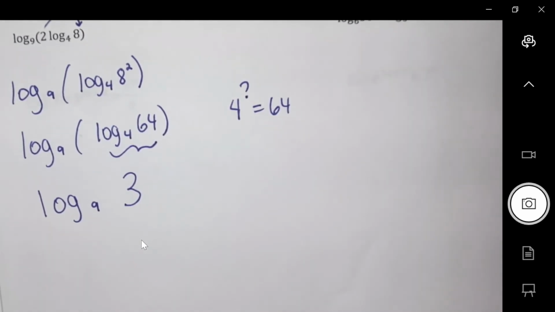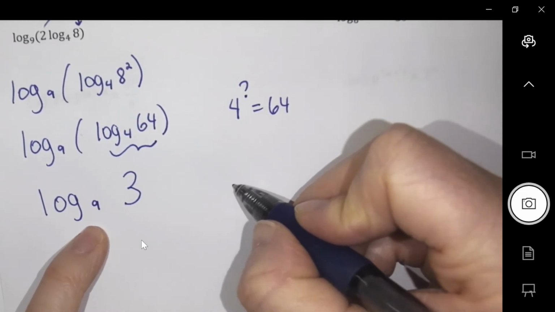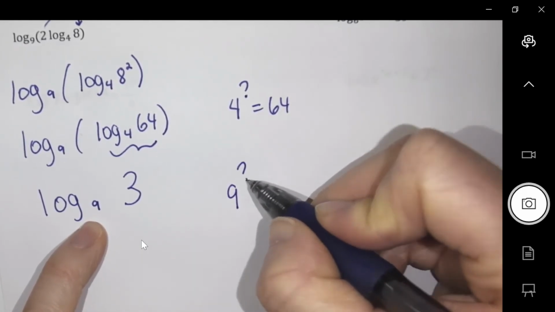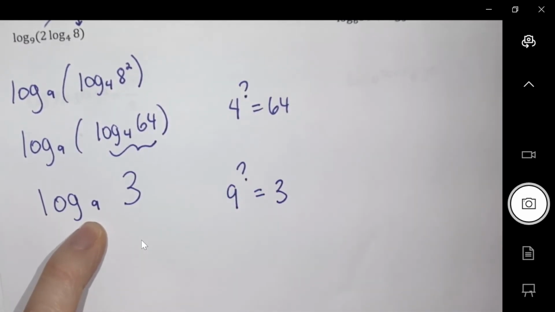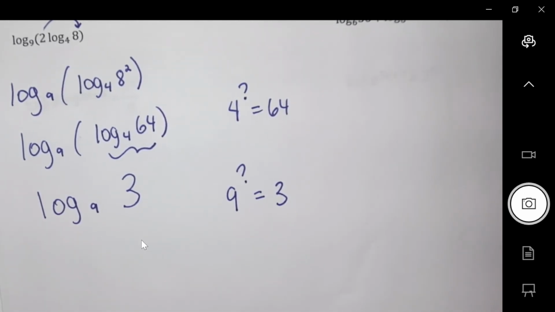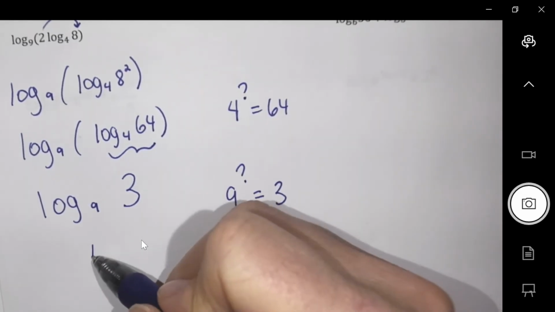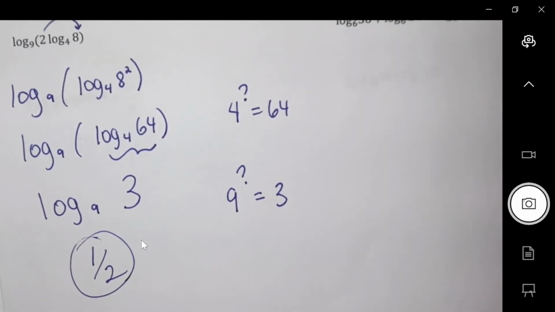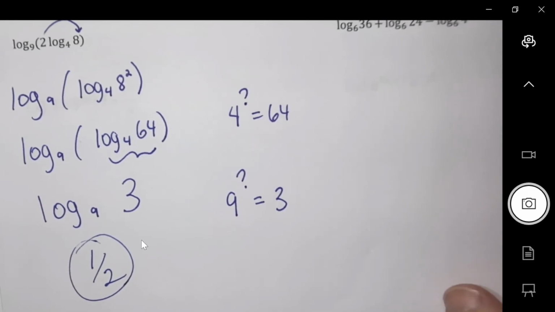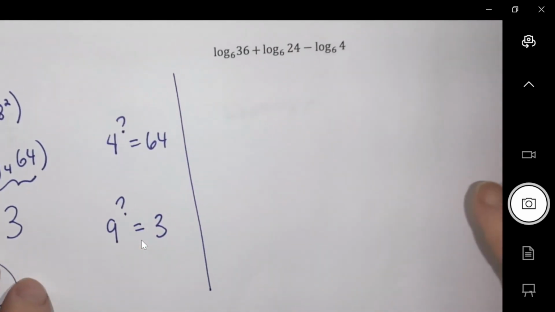Now I have a new expression, so my brain's going to go, the base of 9 to something gives me a 3. Square rooting the 9, so therefore the exponent is a half. Okay, last question.